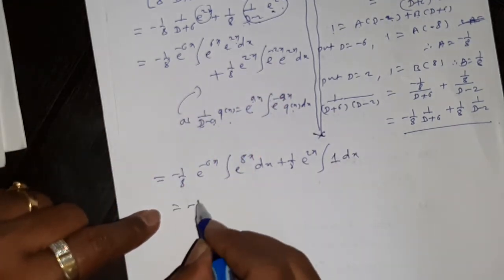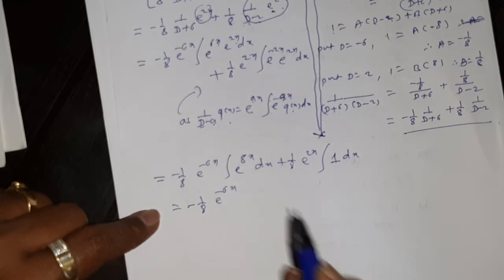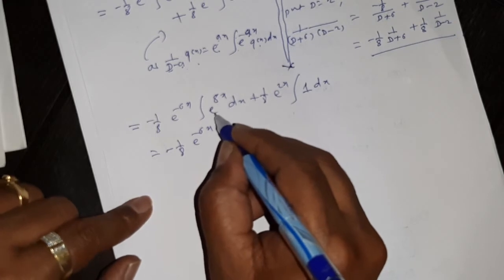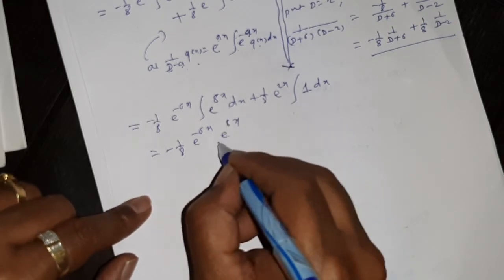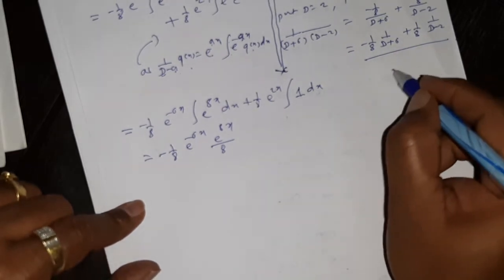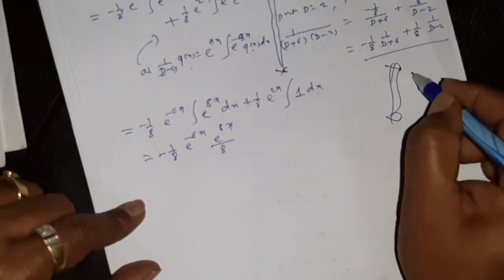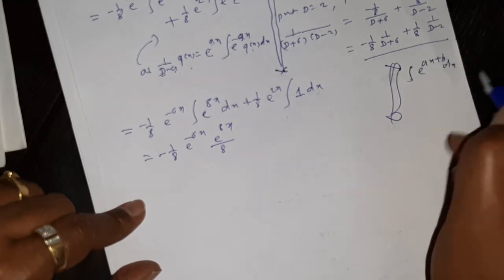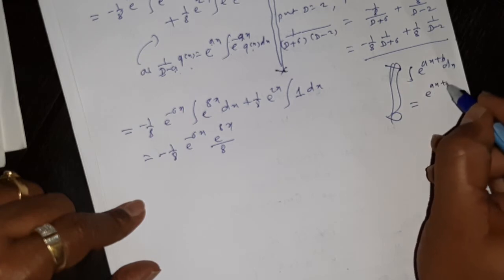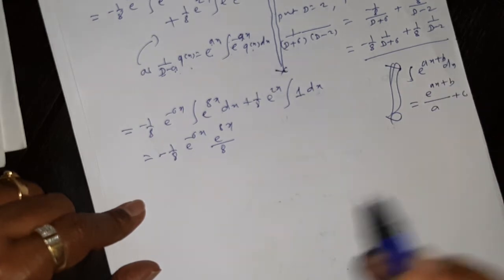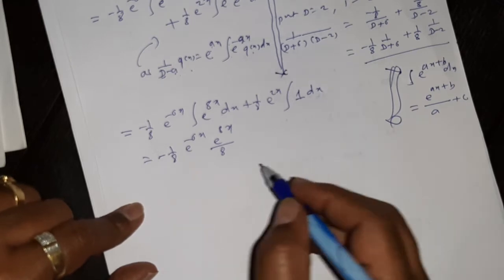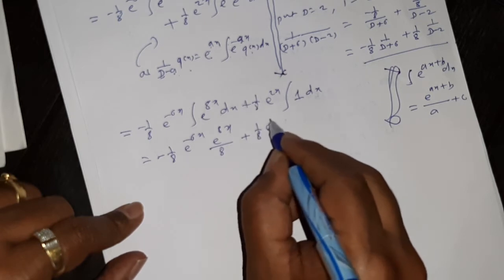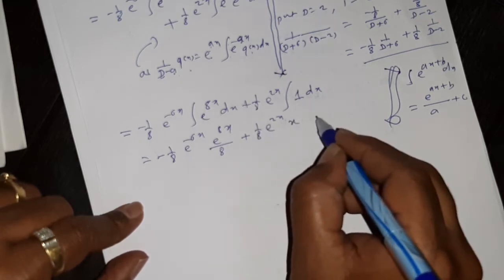Next step, minus 1 by 8 e raised to minus 6x, and integration of e raised to 8x is what? e raised to 8x by 8, by using the rule. What is the rule? Integration e raised to ax plus b dx is e raised to ax plus b divided by a plus constant of integration. So this is the rule of integration. Plus 1 by 8 e raised to 2x. Integration of 1 is x.